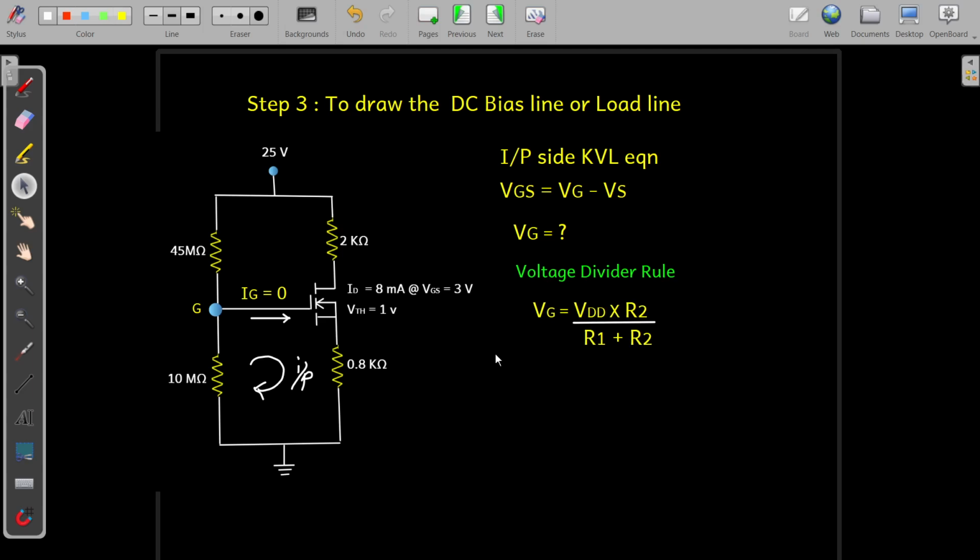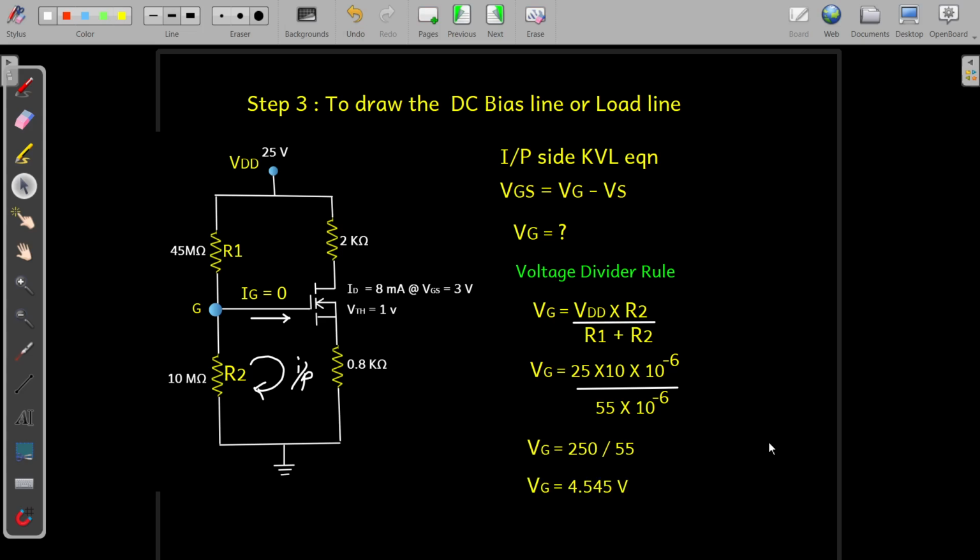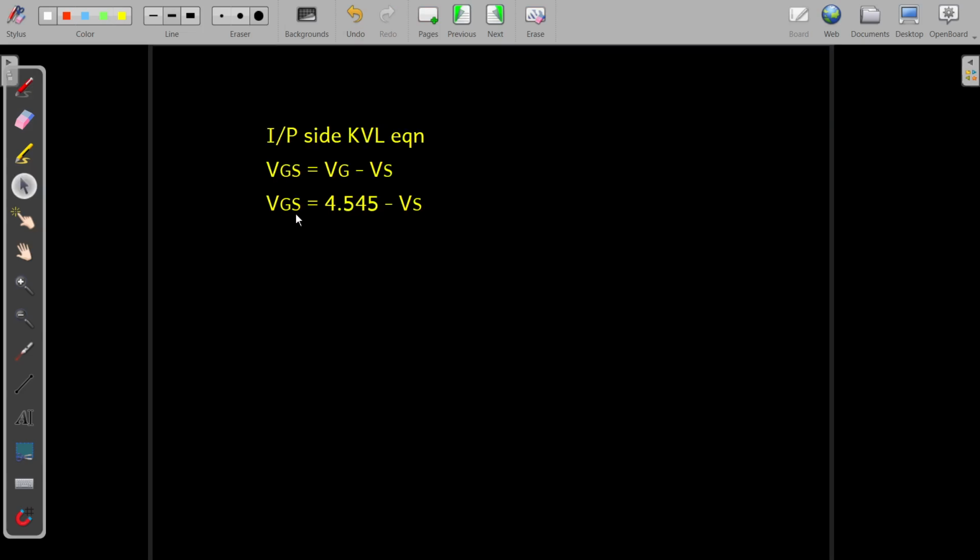So substituting the values VDD, R1 and R2. This is your VDD, this is your R1 and this is your R2. 25 volts, 10 mega ohms divided by 55 mega ohm. So it is 250 divided by 55. So the answer is 4.545 volts. Substituting this VG into this input side KVL equation, we got VGS is equal to 4.545 volts minus VS.